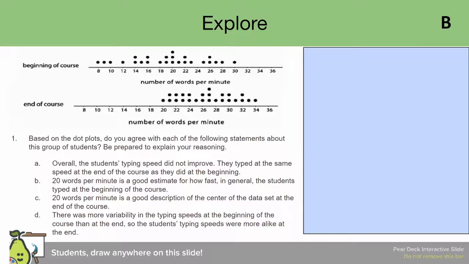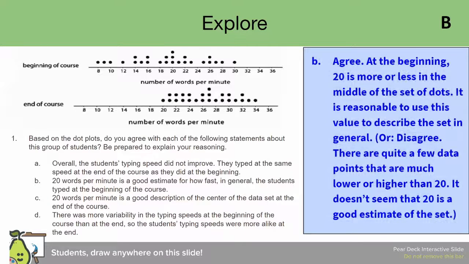All right, welcome back. If you said that you agree because at the beginning, 20 is more or less in the middle of the set of dots, it is reasonable to use this value to describe the set in general, then you are correct.